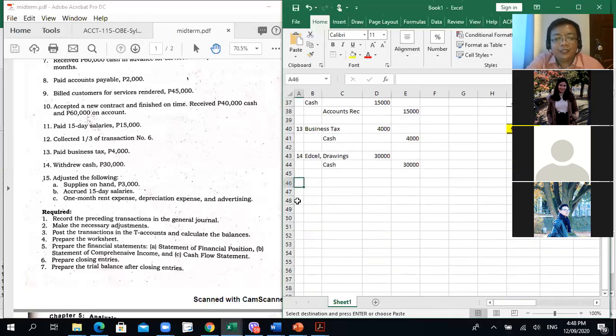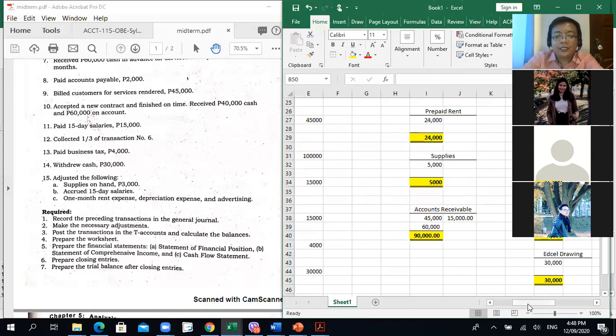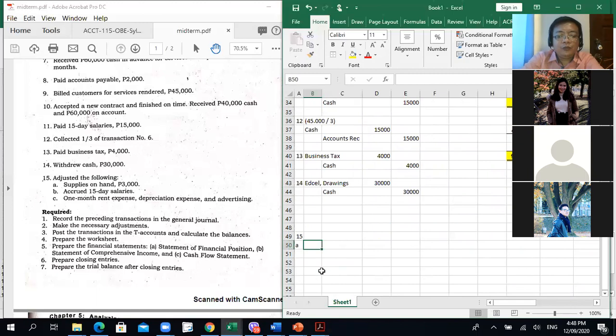Alright, so number 15, sa baba na lang. Number 15 is your, what do you call that? Your adjusting. Alright, letter A, supplies on hand amounting to 3,000. Magkano ba ang ating supplies? The supplies is worth 5,000. If you have on hand of 3,000, what would be your expense? The answer is 2,000. That's why your supplies expense is how much? 2,000.